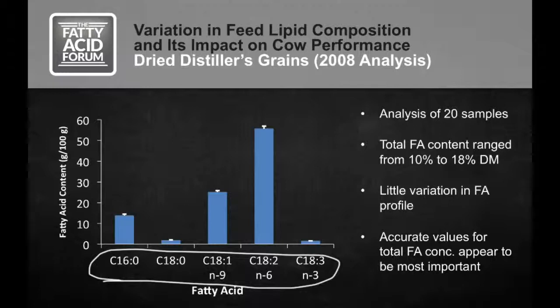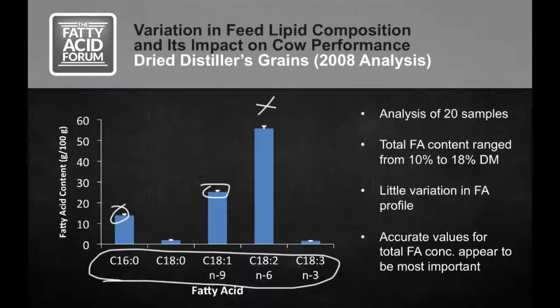Obviously, distillers grains in this case is corn-based, so linoleic acid is the primary fatty acid, accounting for about 50-55% of the fatty acids in these distiller samples. And then the last thing I wanted to point out here is if you look at these very small error bars shown in white here, I just circled a couple of them.